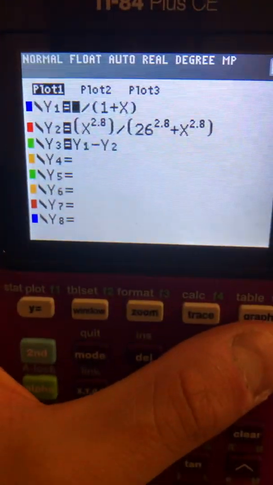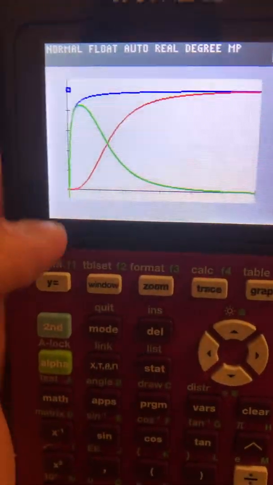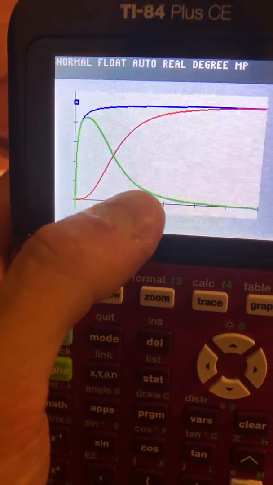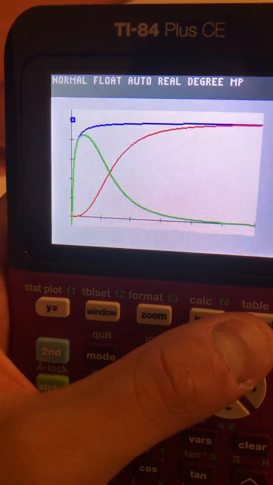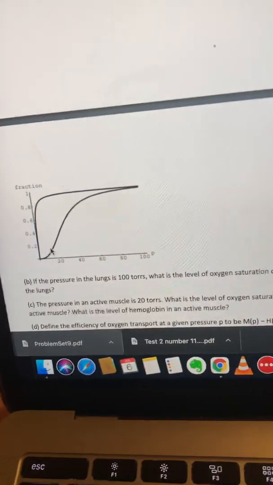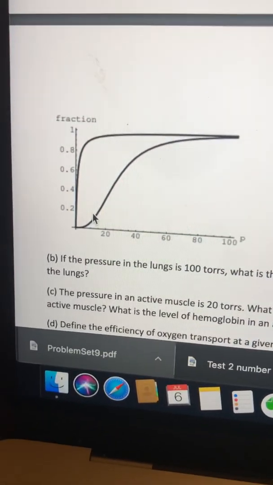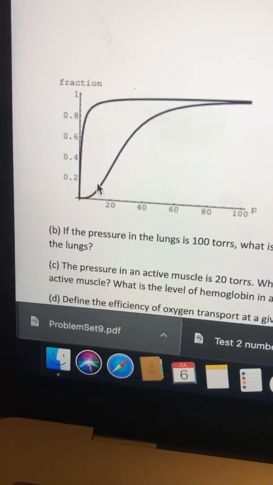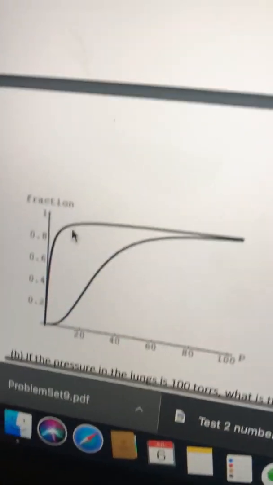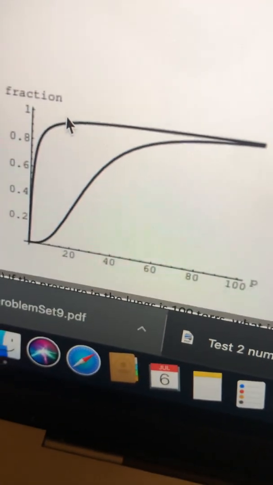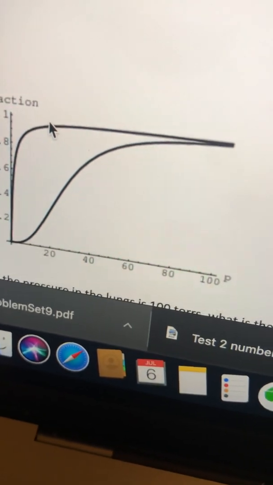So blue is going to be y1, which I believe was M of P, yeah, M of P, and then red is going to be H of P, you see that there, and then M of P minus H of P for green, which we'll get to eventually. But you can see that if we compare it to the graph we're given here, it's very easy to tell which one was which, and basically what we got is that M of P is increasing way faster, while H of P takes a pressure of like 60-ish to start really catching up.